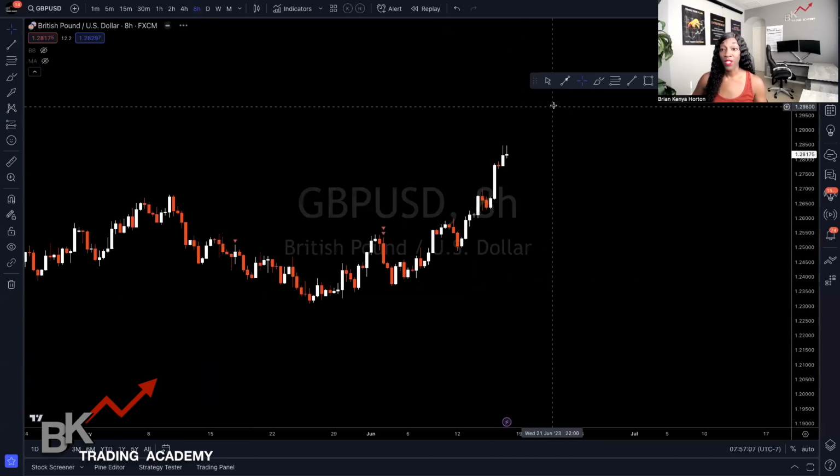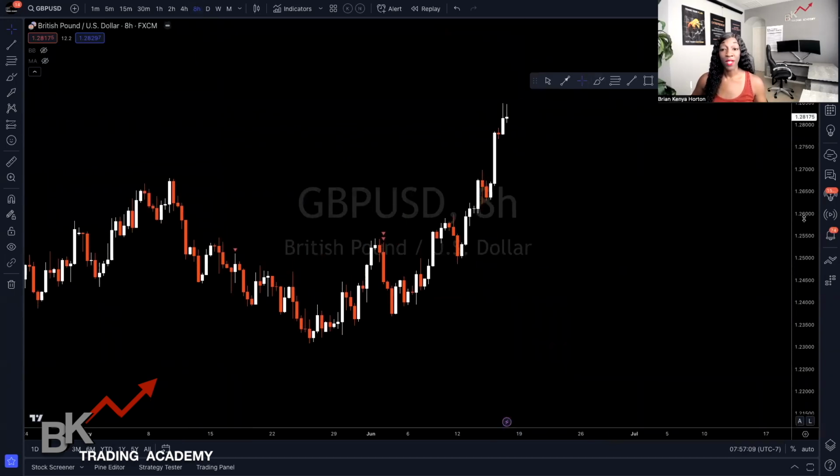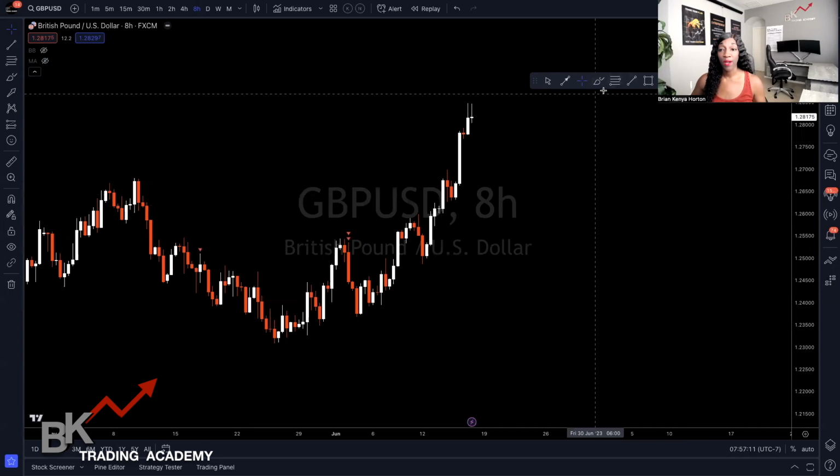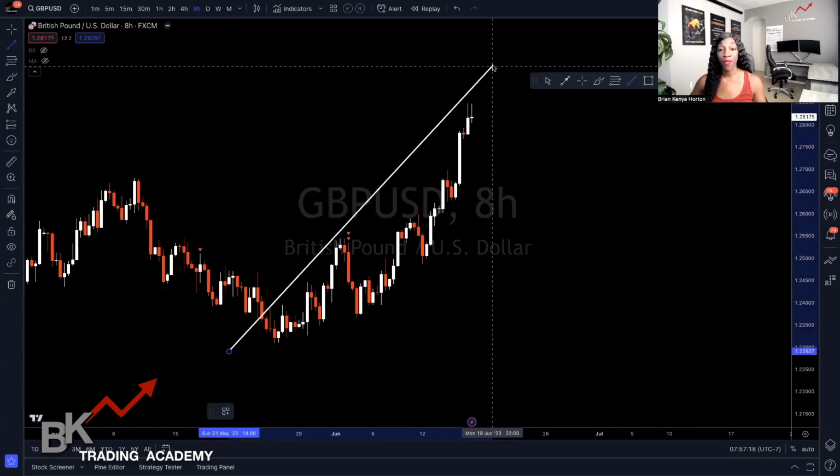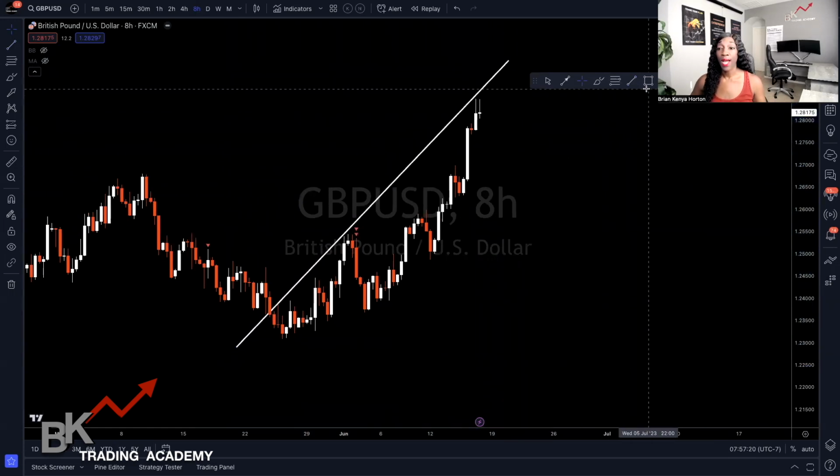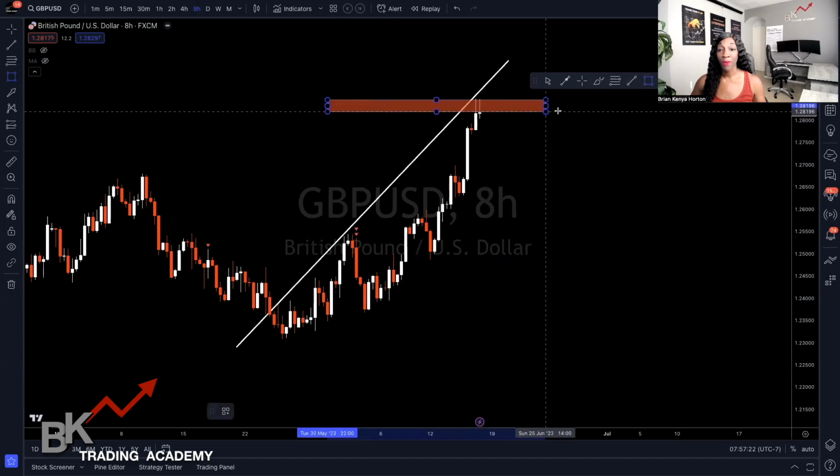I can go down to the intraday time frame. Now if I'm an intraday trader or even a short-term swing trader, I can find my opportunity as a swing trader on the daily, or as an intraday trader, I can find my opportunity on the 8-hour or the 4-hour. So we identified this level here as our resistance.